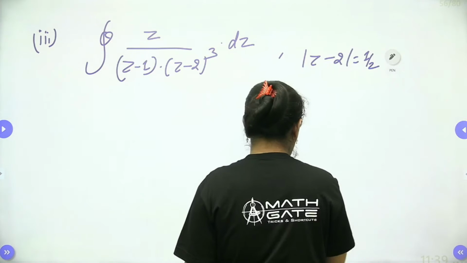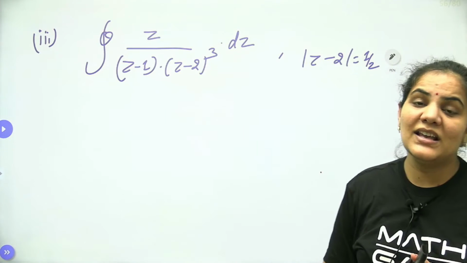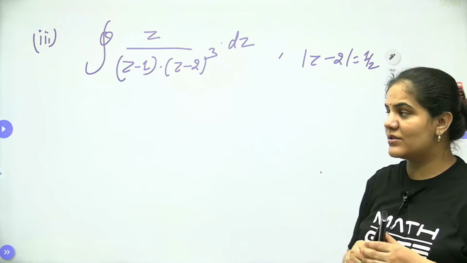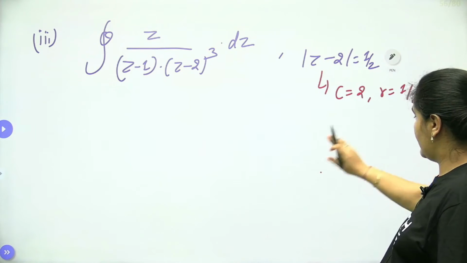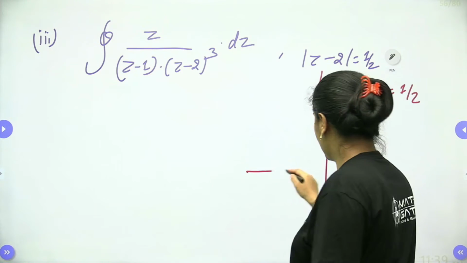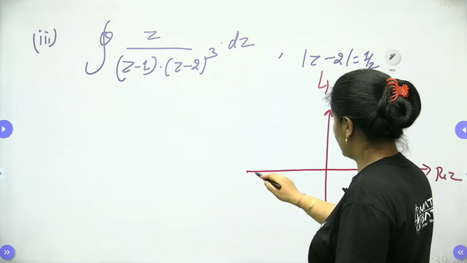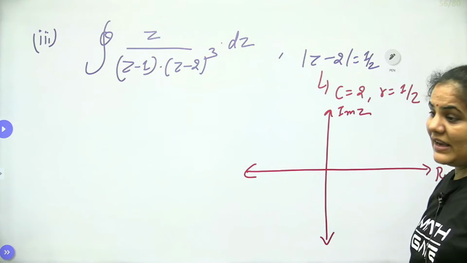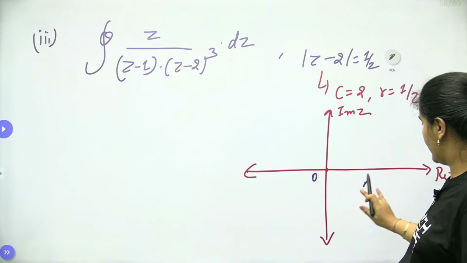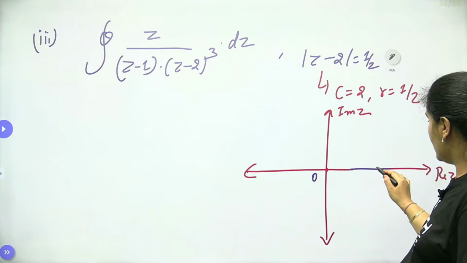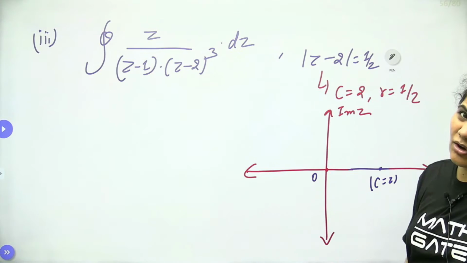Now we already discussed how we can draw the closed contour of this one. Mod z minus 2 is equal to 1 by 2, right? We discussed the z minus a is equal to r concept. This is exactly that concept. So from here you can see the center is equal to 2 and the radius is equal to 1 by 2, right? This is the real z, this is the imaginary z. So the center will lie at 2. We have to draw a circle of radius 1 by 2.